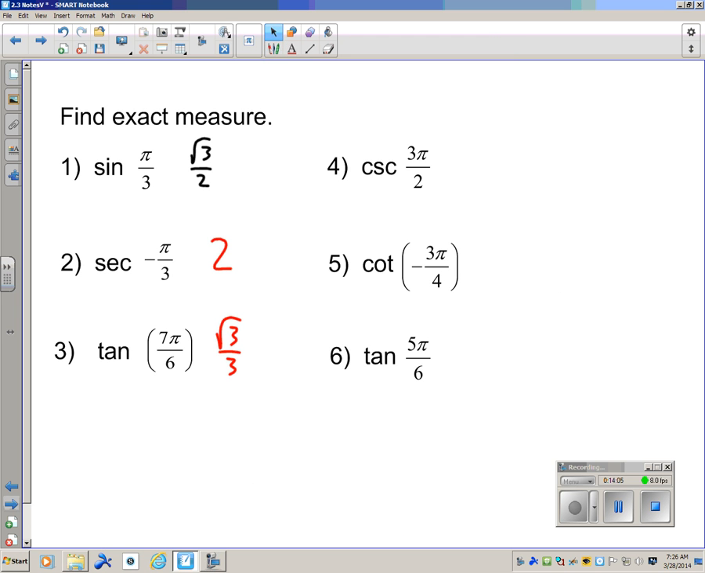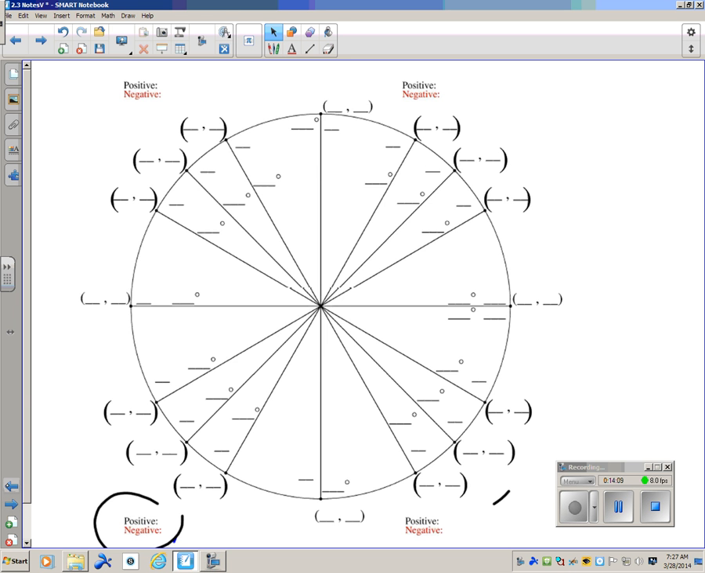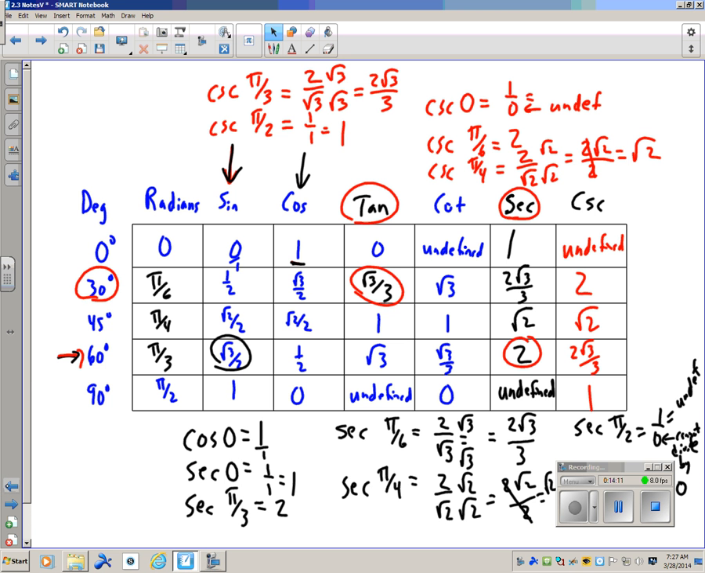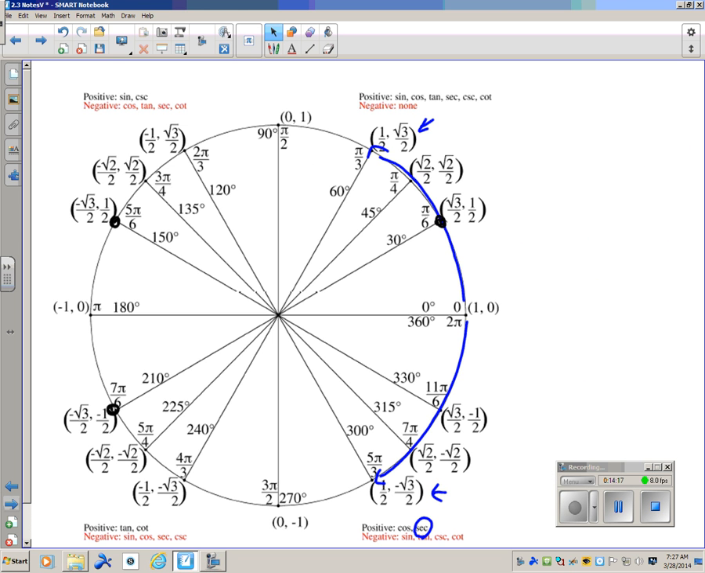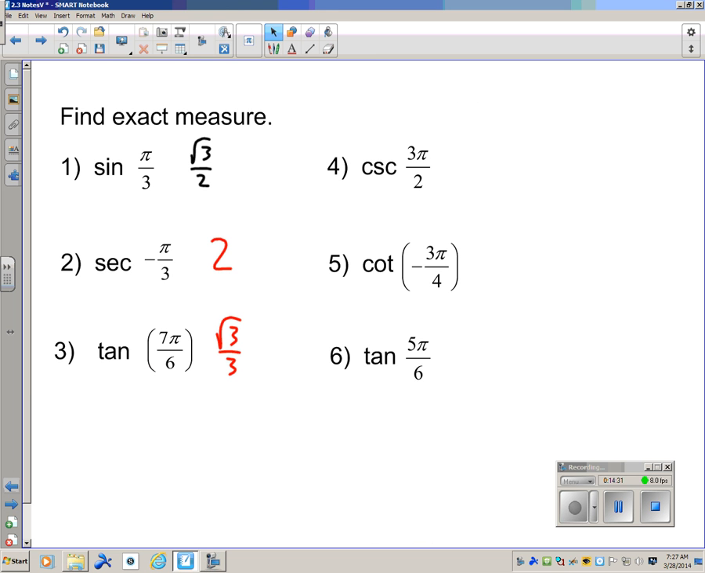And then I just have to check my signs here. There's our tangent. Right now it's positive because we're in quadrant 1. Now we're looking at 7 pi over 6. 7 pi over 6 is down here in quadrant 3 here. So now look for your tangent down here. Your tangent down here is positive, we can see. So tangent of 7 pi over 6 is positive, so it's just the square root of 3 over 3.